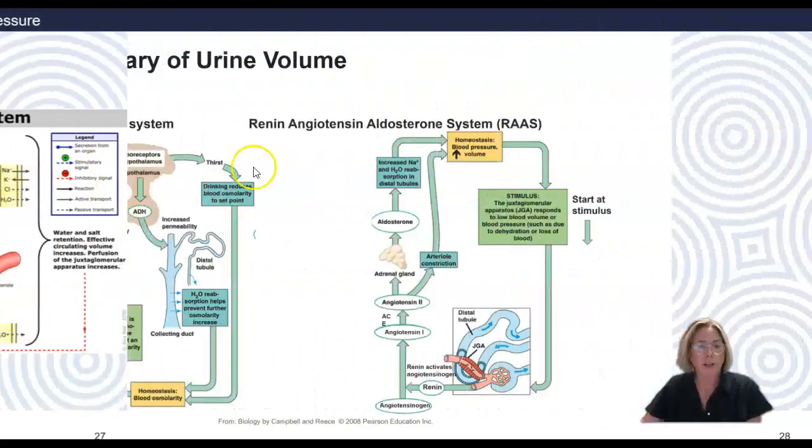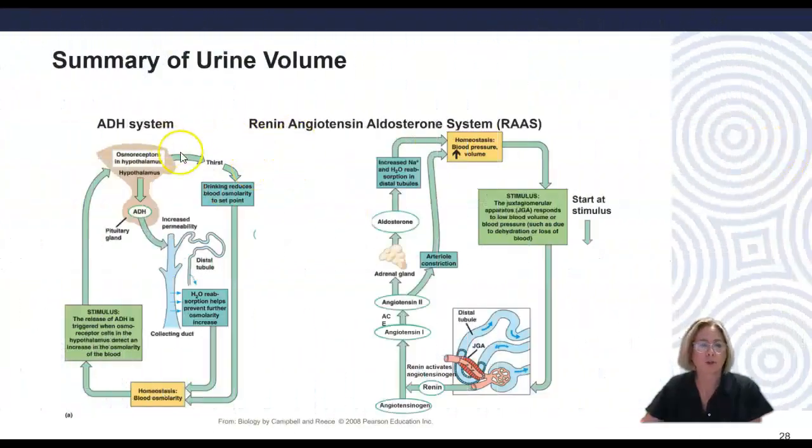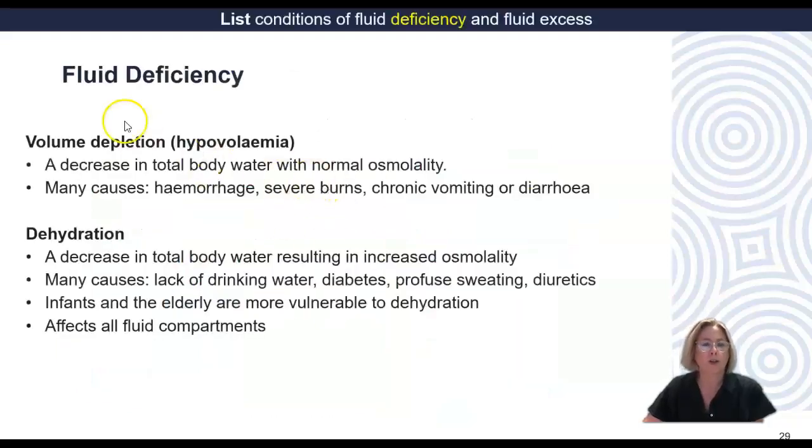There's a summary slide here for anybody who's not quite sure about the antidiuretic hormone system or the renin-angiotensin-aldosterone system. This is looking at it in a different kind of way, but we're going to move on to look finally at fluid deficiencies and fluid excess. So just very briefly, everybody. Starting with fluid deficiency, volume depletion.